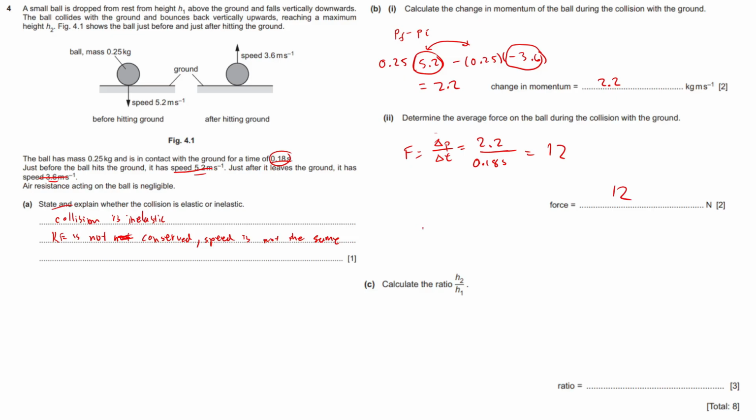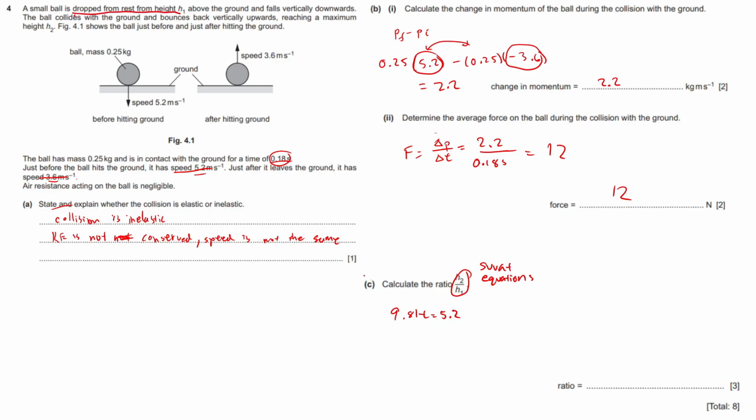And now we have to calculate the ratio of H2 divided by H1. So this part is going to probably be a little bit harder than usual because it is a three-mark question, and it will require a little bit of problem solving or more steps involved. So we're gonna have to use SUVAT equations in this case to determine the height or the displacement each part gets, right? So it's going to be 9.81 t is equal to 5.2.